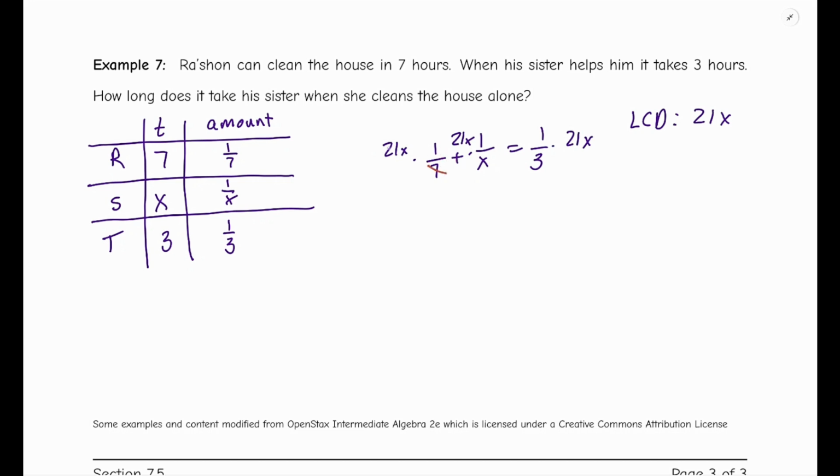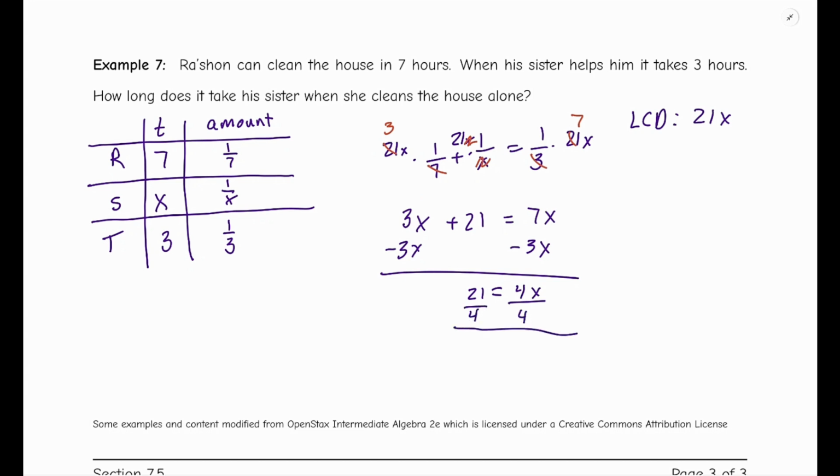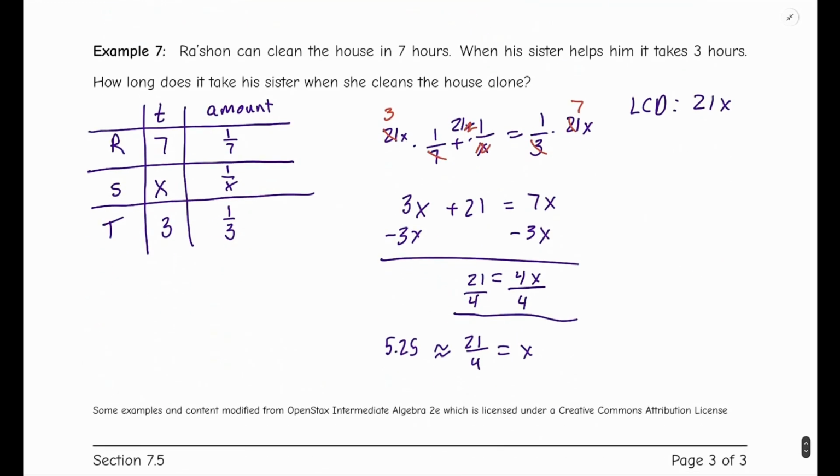The 7 reduces the 21 to a 3. The x cancels out. The 3 reduces the 21 to a 7. So we get 3x plus 21 equals 7x. Subtract 3x from both sides. 21 equals 4x. Divide by 4. Get 21/4 equals x, which is approximately 5.25 hours. Actually, that's exactly it. That's not an approximation then.